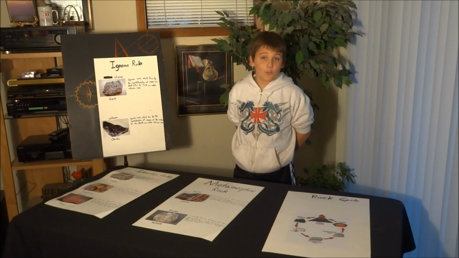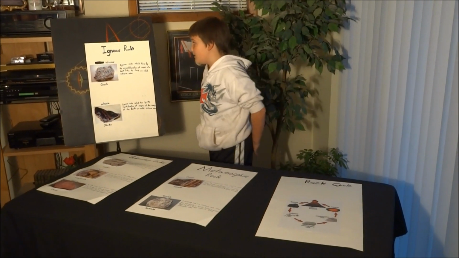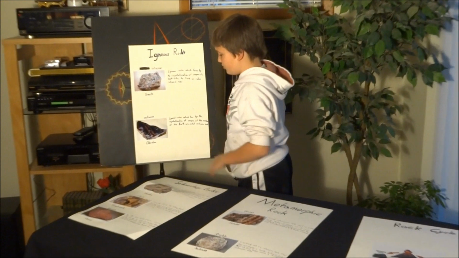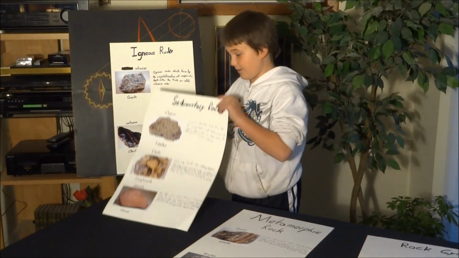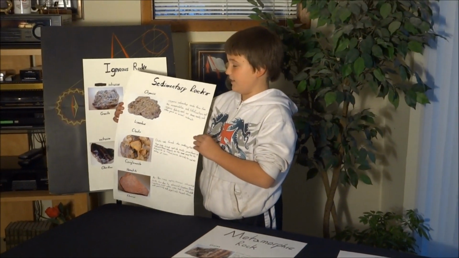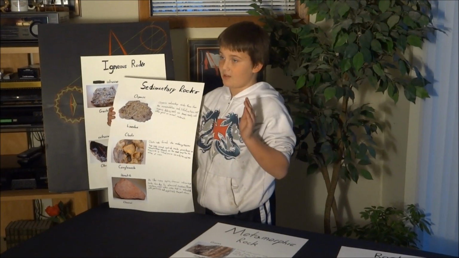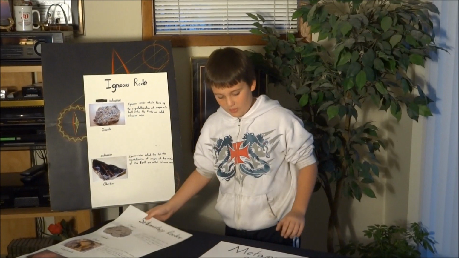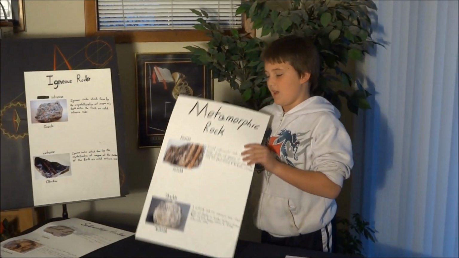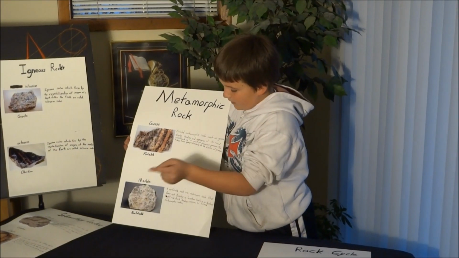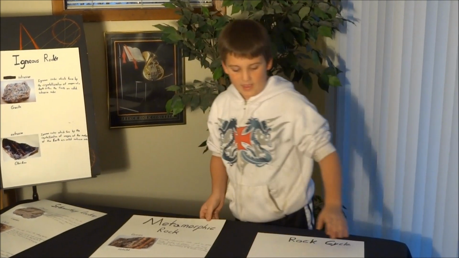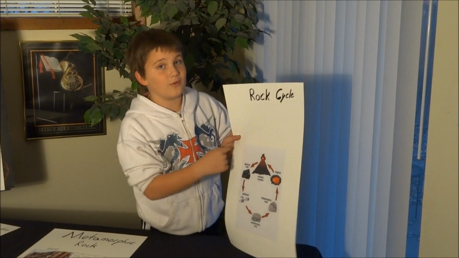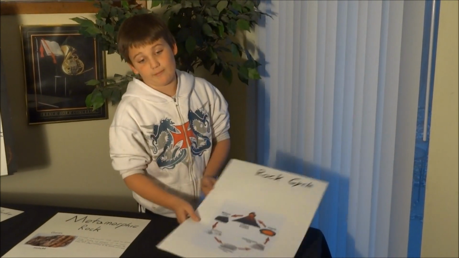Okay, here is what we're going to be learning about. Igneous rocks and how they're classified into intrusive and extrusive rock. Second is sedimentary rocks, which I'm going to classify in organic, clastic, and chemical. Third is metamorphic rock and how they're classified by foliated and non-foliated rocks. And finally, I'm going to show you the rock cycle and how it keeps going and never ends, and the shortcuts in between. Now let's get started.